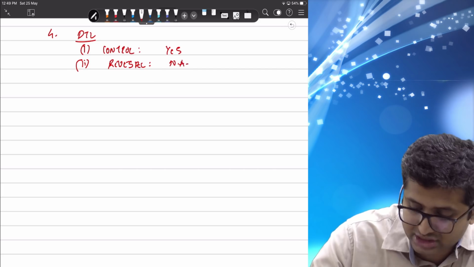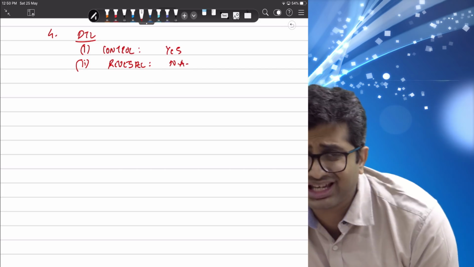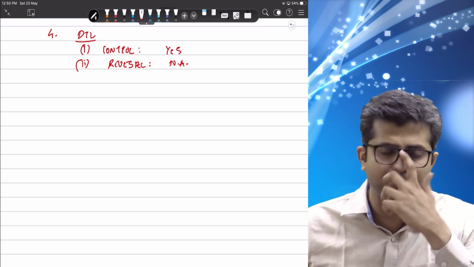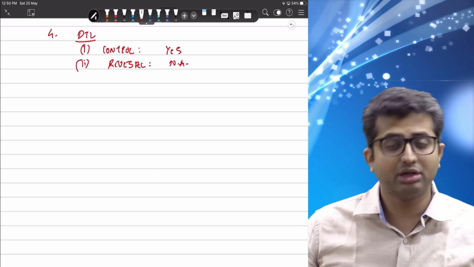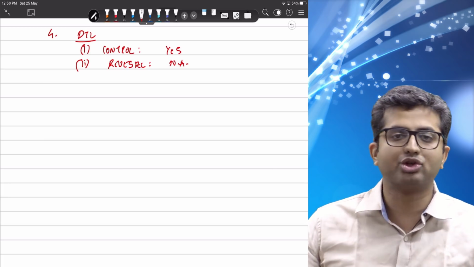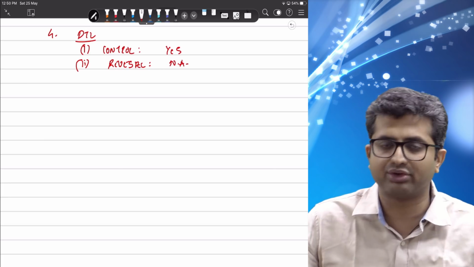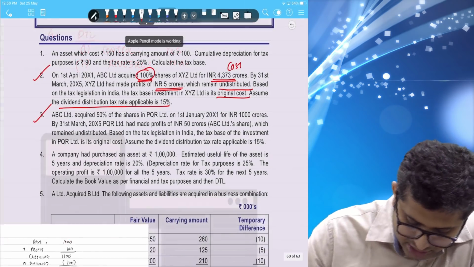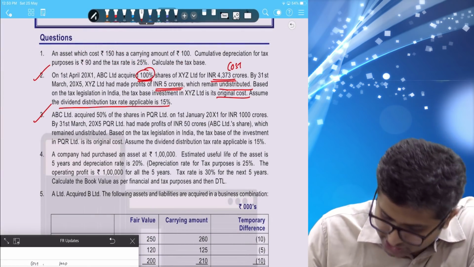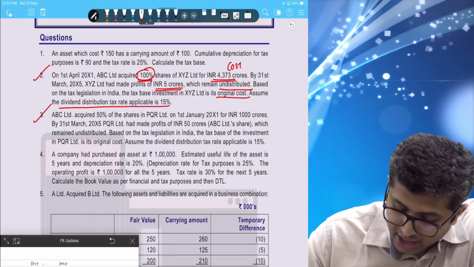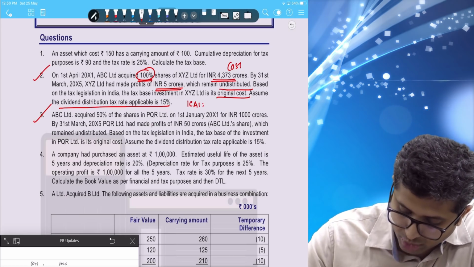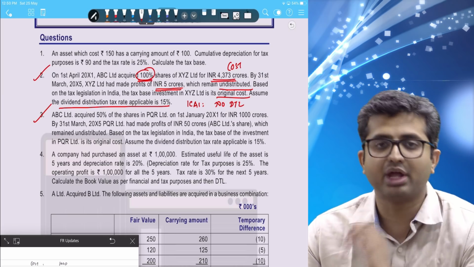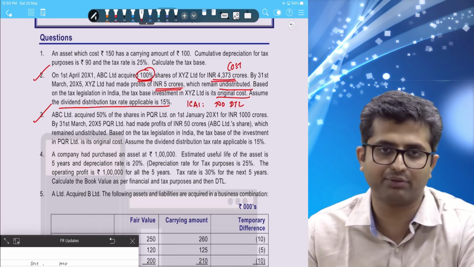Well, no information is given in the question. So if you assume that it is foreseeable that dividend will be paid, then DTL will be created. If you assume that dividend will not be paid in the foreseeable future, then no DTL will be created. The institute's question does not say whether dividend is paid or not, in which case ICAI has assumed that no DTL will be created on the presumption that dividend is unlikely to be paid in the foreseeable future.